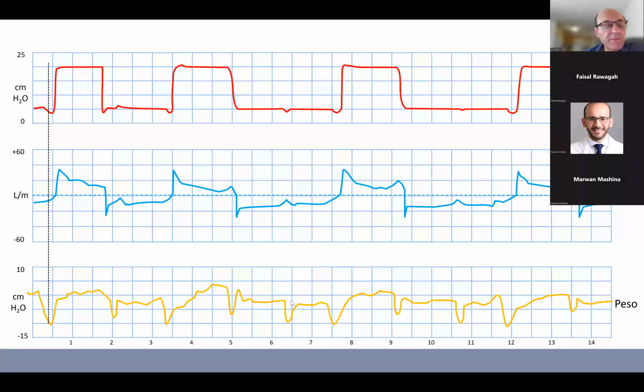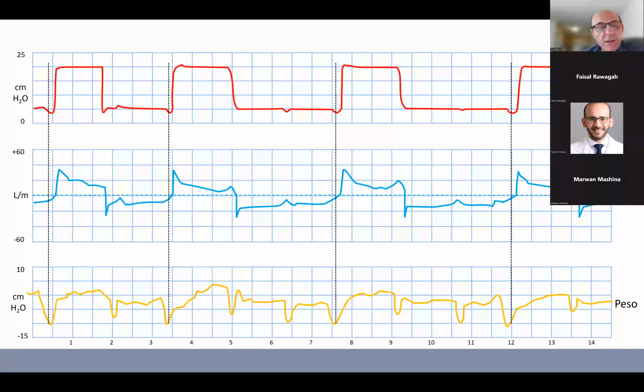Excellent. So you can see that the patient is able to trigger the ventilator here. This is pressure over time. This is flow over time. And this is esophageal pressure. It tells you how much effort the patient is making. You can see that with good efforts here, he was able to trigger the ventilator. Similarly, this breath here is triggered, and he generated enough negative pressure to trigger the ventilator. This one, the same thing. And this one is the same thing.